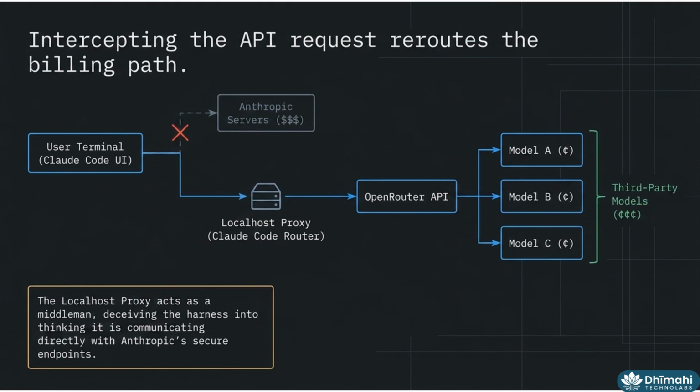The localhost proxy, also known as Claude Code Router, acts as a middleman. It deceives the harness into thinking it's communicating directly with Anthropic's secure endpoints, but instead, it directs the request to the OpenRouter API and third-party models.